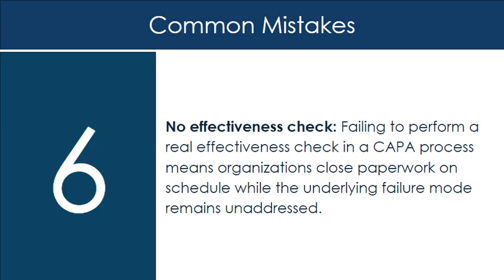Mistake 6. No effectiveness check. Failing to perform a real effectiveness check in a corrective and preventive action process means organizations close paperwork on schedule while the underlying failure mode remains unaddressed. Follow the processes to evaluate the effectiveness of the plan before closing out the issue.